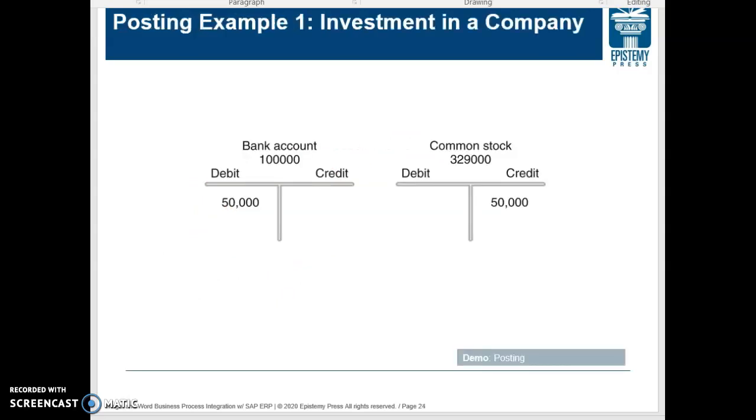So here's an example of general ledger accounting. If a venture capitalist is investing $50,000 in GBI, that $50,000 goes into their bank account. We debit the bank account and we credit the common stock account.